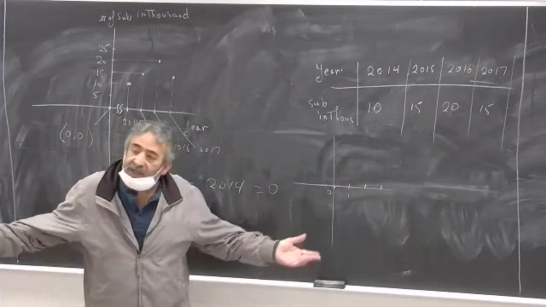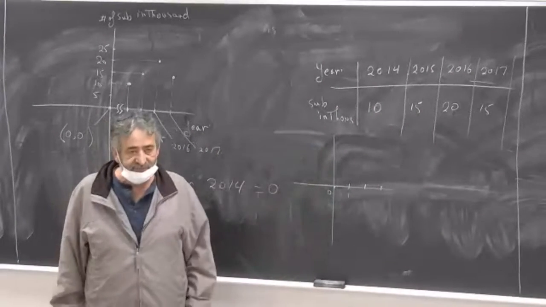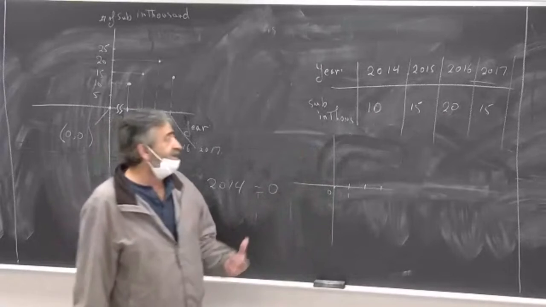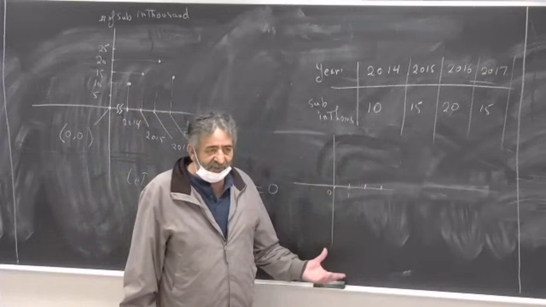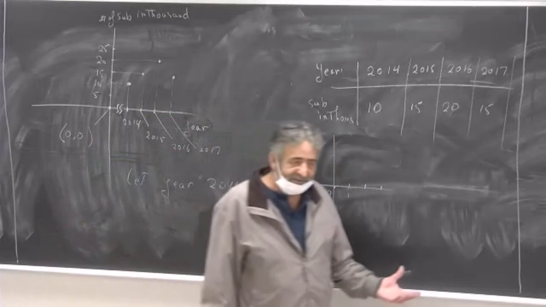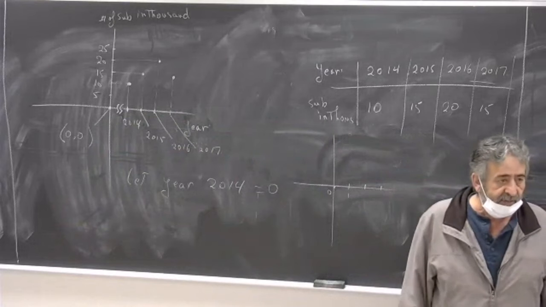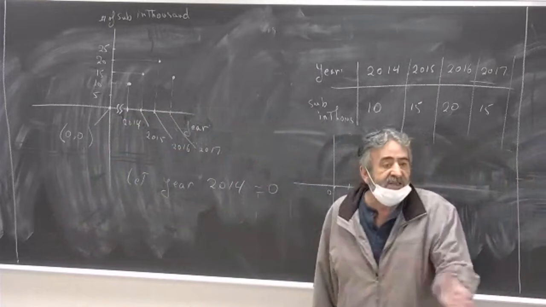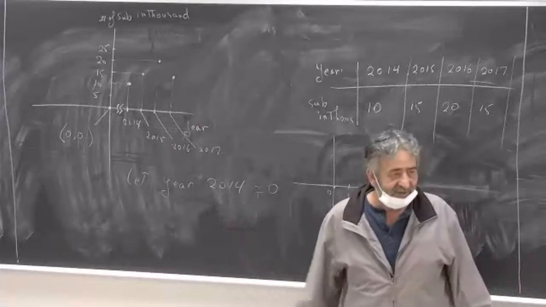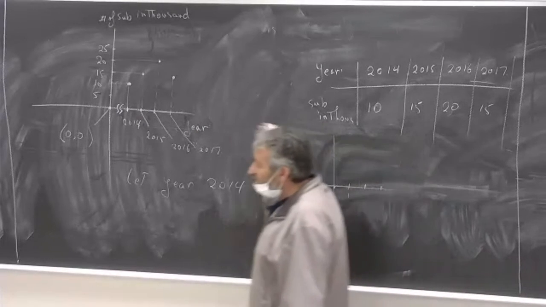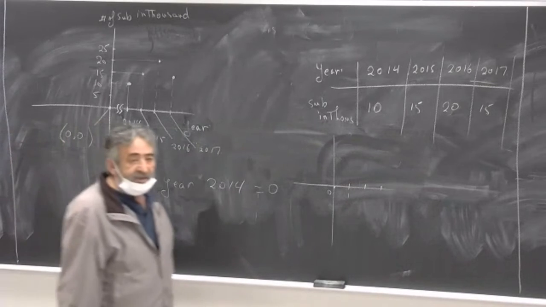Yes? So I'm letting the first year be 0. Or I could say year 2013 is 0, and then go 1, 2, 3, 4, and so on. Okay? But you must specify to your reader what 0 represents. Does it represent year 0, or does it represent any other year? Because we can start time any place we want. Yes? So this is another way of representation. Any questions?